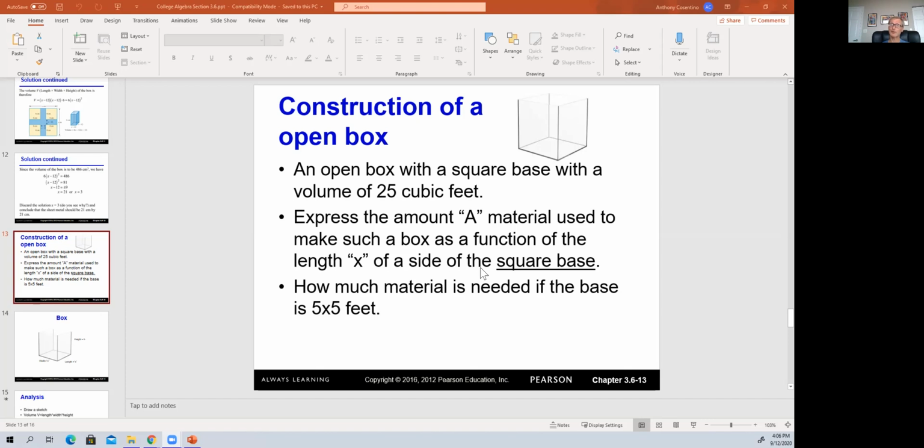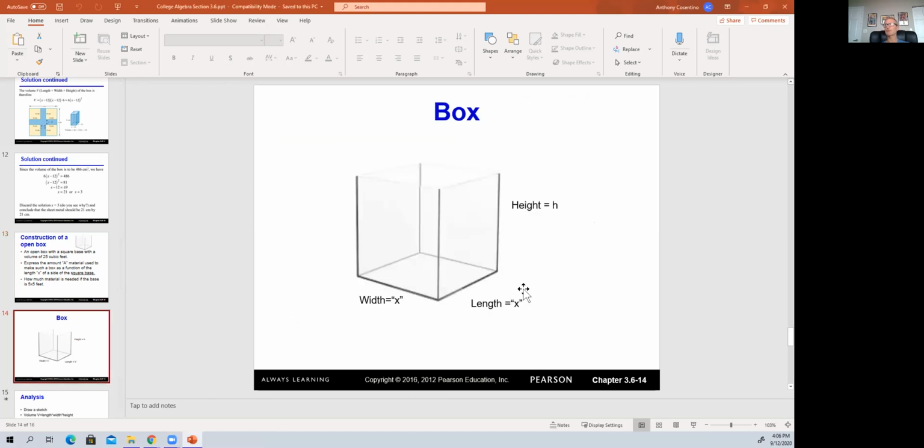This problem gets a lot harder when the base isn't square. And we're defining this as a volume of 25 cubic feet. And so it expresses the material that you need, which is the flat surface, what we just did in the other problem. Material A, to make such a box, where the length of the square base is X. And so here's what the box would look like.